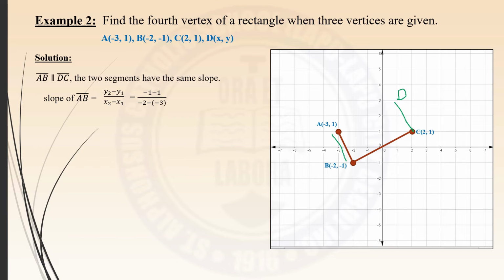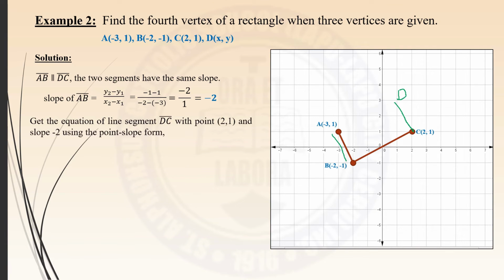And then after that, substitute the y coordinates of points A and B, which are negative 1 and 1, and of x coordinates of points A and B, which are negative 2 and negative 3. So it is equal to negative 1 minus 1 over negative 2 minus negative 3. And then negative 1 minus 1, it is equal to negative 2. Negative 2 minus negative 3, it is equal to 1. Simplify it further, and the answer is negative 2.